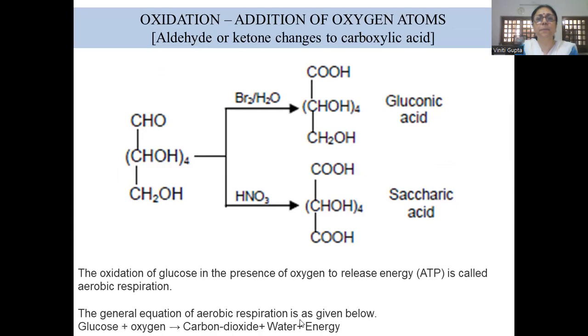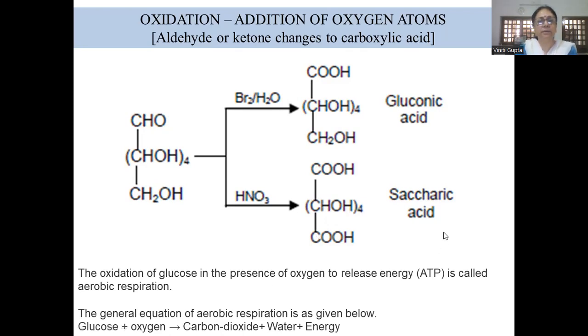Then we have oxidation. Oxidation naturally means addition of oxygen atoms or removal of hydrogen. So if we treat glucose with bromine water, it is mild oxidation. We get gluconic acid. Only the aldehyde group is oxidized. But if we treat with a strong oxidizing agent like nitric acid, we see that both the terminal carbon atoms are oxidized to carboxylic groups. This is called saccharic acid. This is also 6 carbon atom. This is also 6 carbon atom.